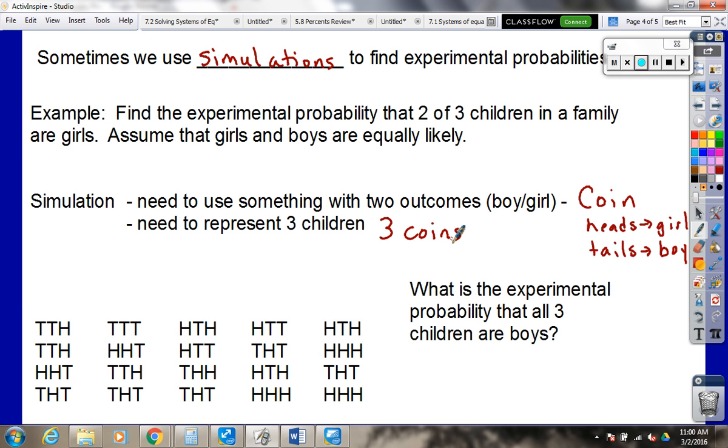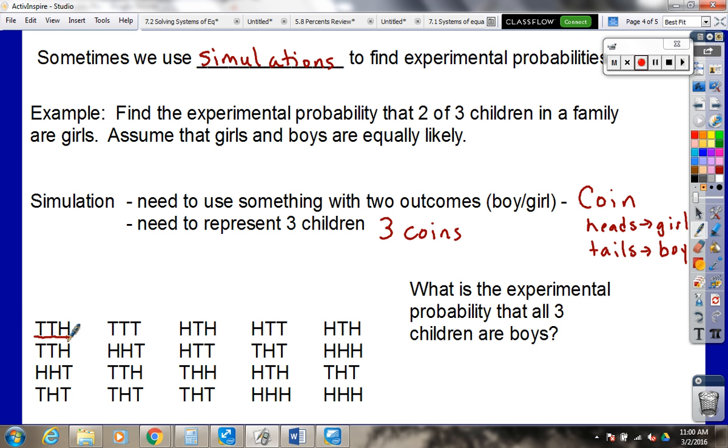So the results shown down here are the results someone actually got from flipping 3 coins. This TTH means they got tails on the first coin, tails on the second coin, heads on the third coin. So in this pretend family, we've got boy, boy, girl, because it's tail, tail, head. Okay? It asks, what is the experimental probability that all 3 children are boys?